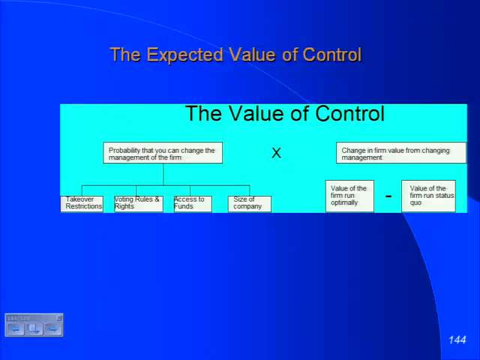The probability that you can change the management of a company is going to be a function of several factors out there. First, it's going to depend on what kind of takeover restrictions exist in that market and that company. This company might have voting and non-voting shares, which makes it impossible for you to change the company. It's going to be a function of voting rules and rights, how essentially you change the company. It's going to be a function of access to funds. Do you see why access to funds matters? If you're going to change the management, you might have to borrow money, raise fresh equity. If you're in a market where raising fresh capital is impossible, it might be difficult to change. And finally, it's going to depend on the size of the company. It's easier to change management at a smaller company than a larger company. But those two key numbers will drive the expected value of control.